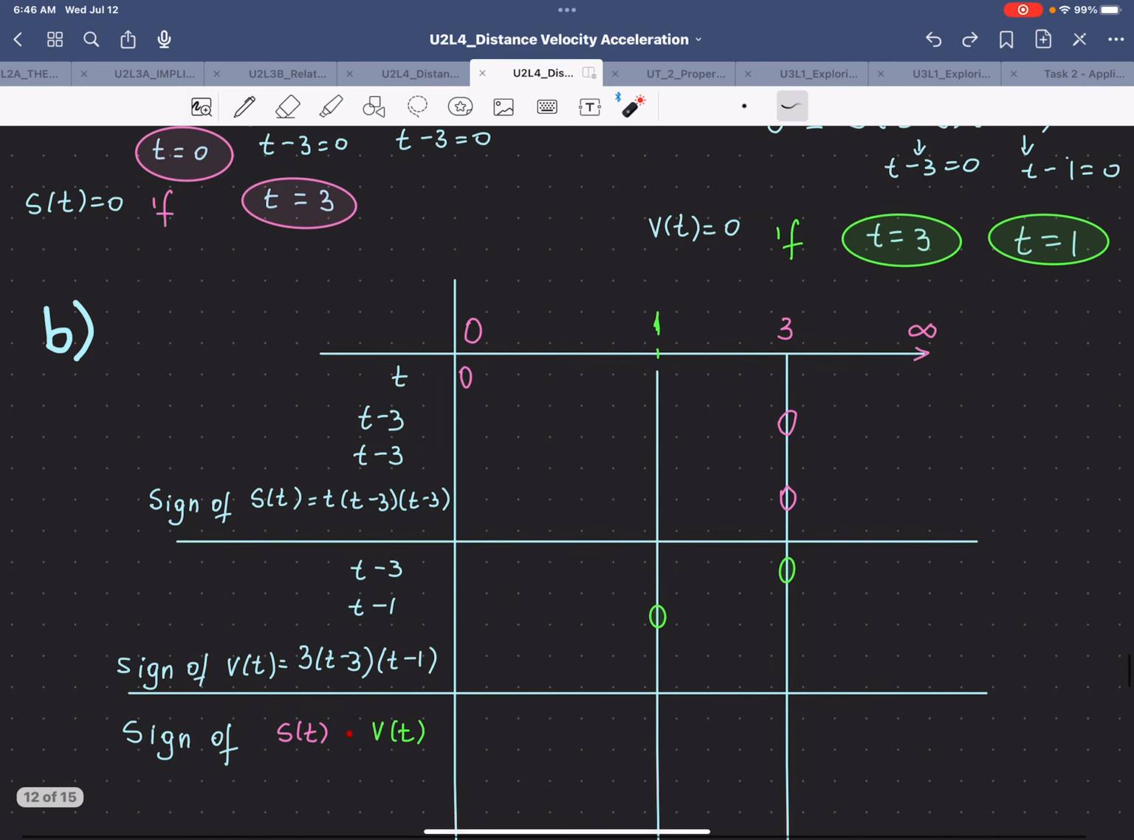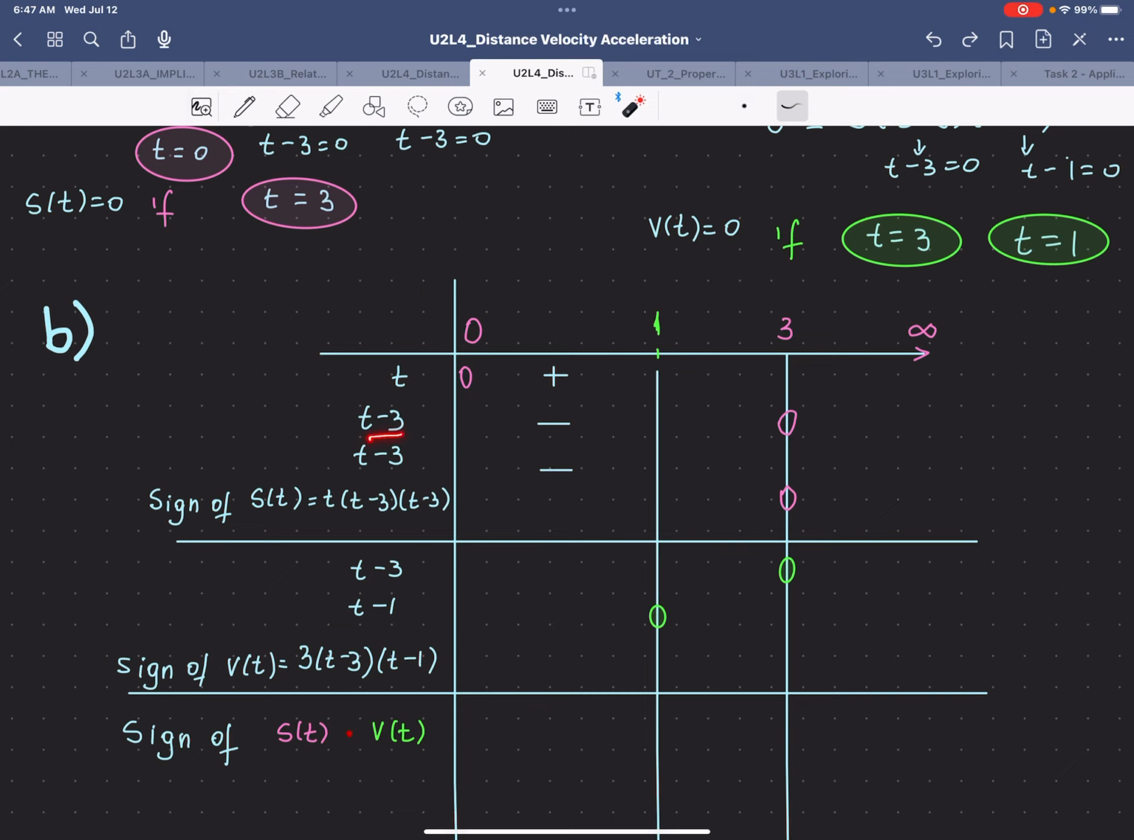We're going to start off by studying the sign of each and every factor. So we're going to go line by line from top to bottom. So we're going to say that since t equals 0 at t equals 0, for any value of t greater than 0, the value of t will be positive. So therefore, we're going to write a plus for every interval.